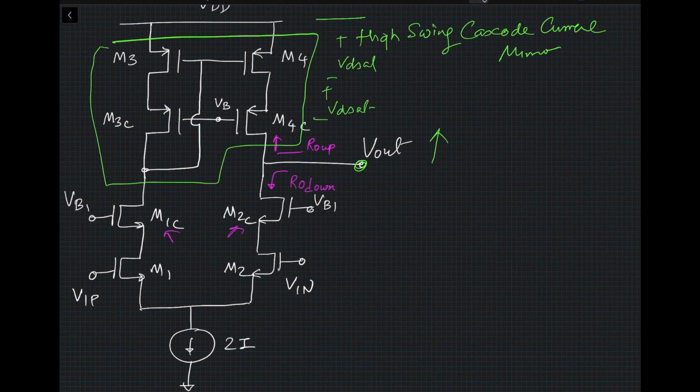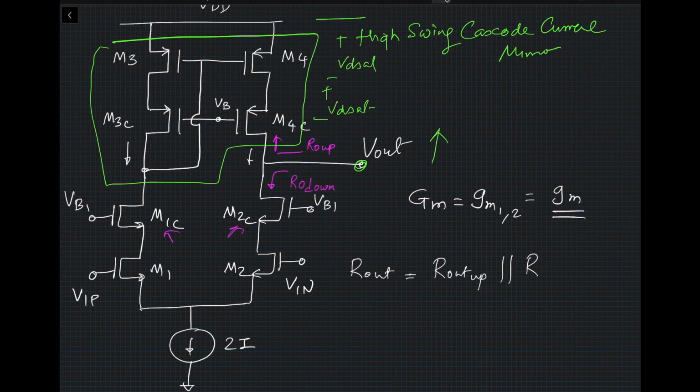You can tell that the top piece is doing the current mirroring, and you can do the exact same analysis to calculate the GM. So the GM for this will look just like the previous case, because the job of the current mirror is to just mirror the current from left to right. Okay, the top current mirror. The capital GM will again look like GM12, which is GM1 or GM2 of the transistors, which is equal to GM of the input diff pair. And what is R out? Now this is what is interesting. So R out will be R out up in parallel with R out down.